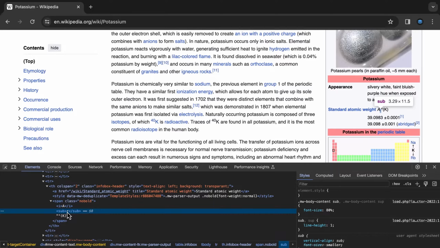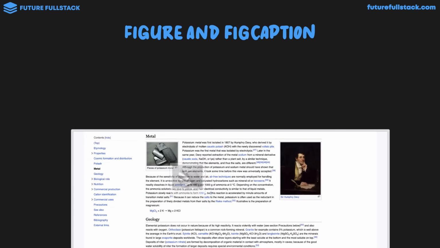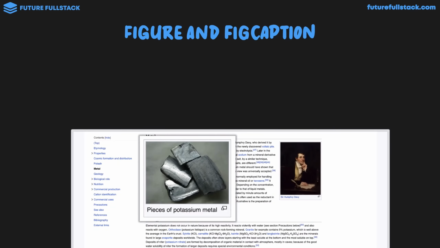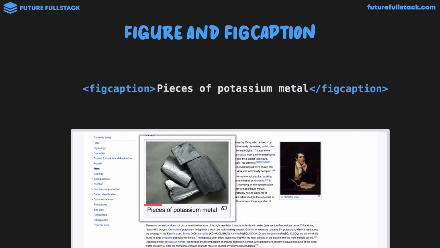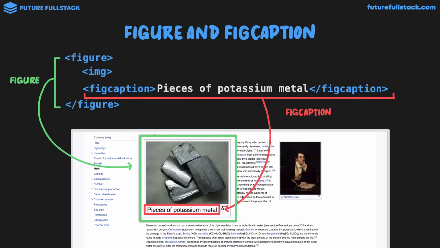The next scientific element we'll look at is figure and fig caption. Over here, we can see an image of potassium and the description below it known as a figure caption. The image and figure caption make up a figure. The fig caption element is used for the description of the figure. You can see here the description is pieces of potassium metal. Above the fig caption, we have an image of potassium, so we'd use the image element. The image and fig caption are then wrapped by the figure tags, and this gives us the complete figure element.